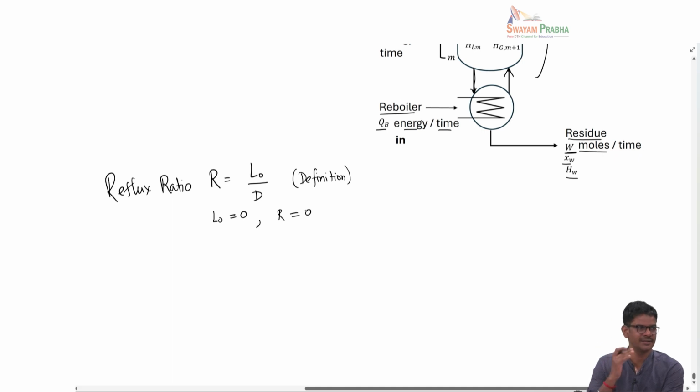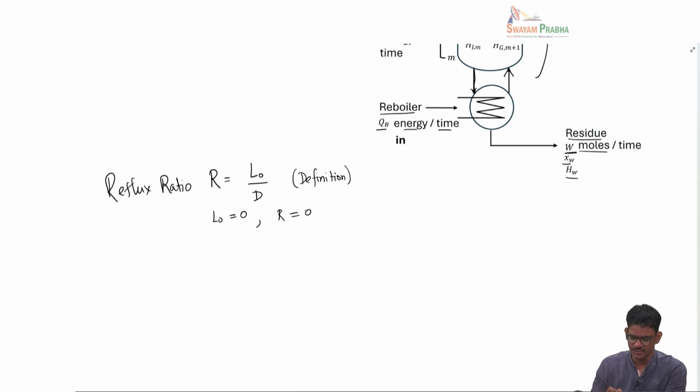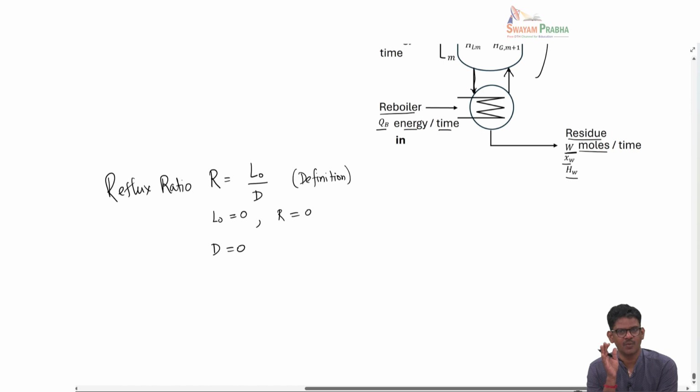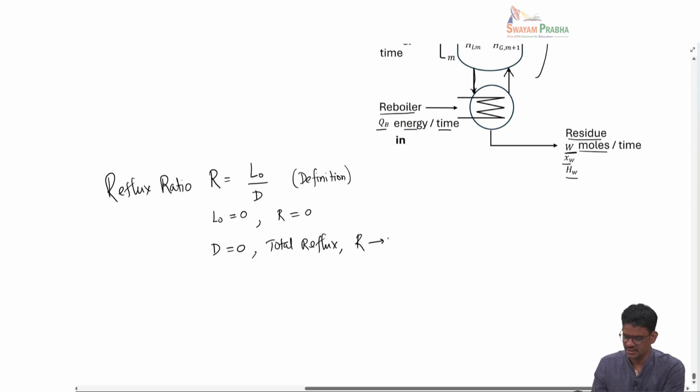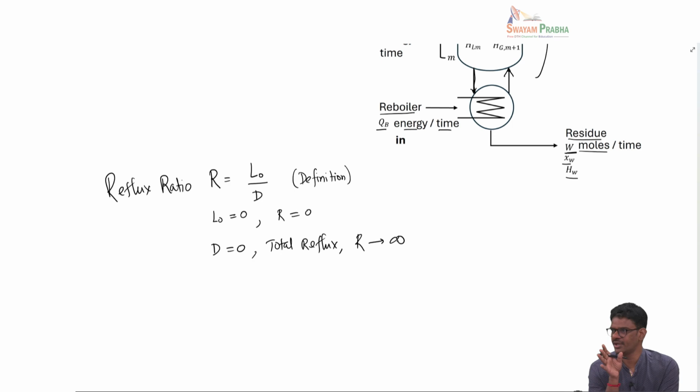Okay, so this is one extreme possibility. Another possibility is that I take D equal to 0, which means that whatever is condensing in the condenser, I am sending the total liquid back to the reflux, no distillate is drawn out. This corresponds to what is called total reflux, and for this R is infinity. So you can see that the reflux ratio can be operated anywhere between 0 to infinity based on this definition.